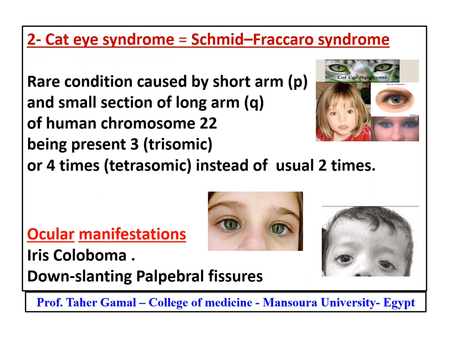The other chromosomal disorders and genetic syndromes are cat eye syndrome or Schmid-Fraccaro syndrome. It's a rare condition caused by the short arm and a small section of the long arm of human chromosome 22 being present trisomic, or four times, tetrasomic, instead of the usual two times. The ocular manifestation is iris coloboma, a defect of the iris, or downslanting palpebral fissure.